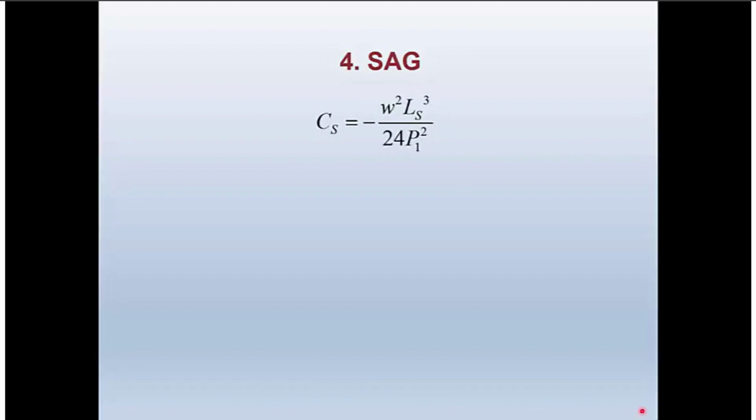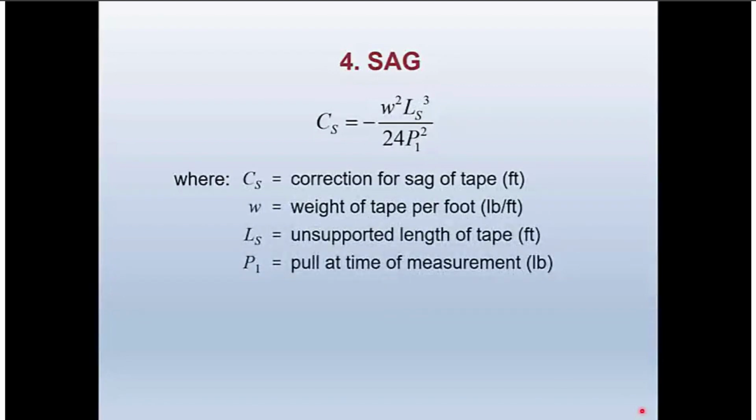Sag has 3 parameters that will dictate the sag correction. Notice that sag is always negative. W in the equation is the weight of the tape per foot. L sub S is the unsupported length of the tape, and that's not the measured length. That's the unsupported length of the tape at the time of the tape being used. P1 is the pull at the time of measurement. So we have to be careful with L sub S.